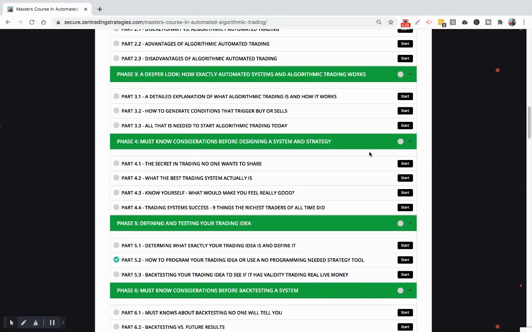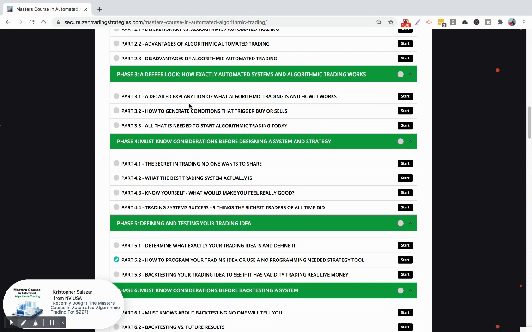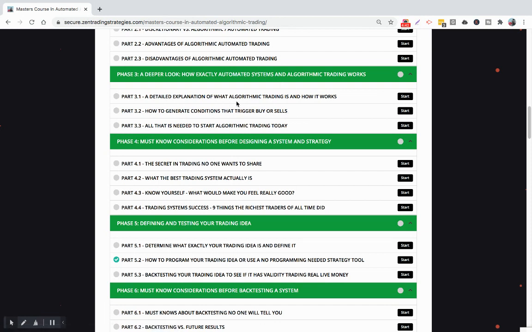In part 3, we'll take a deeper look. We'll look at how exactly an automated trading system and algorithmic trading actually works, and so we'll go into a detailed explanation of what algorithmic trading is and how it works. You'll learn how to generate conditions that trigger buy or sell signals. And we'll give you all that is needed to start algorithmic trading today.